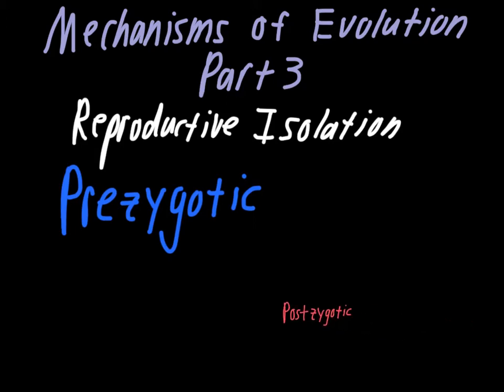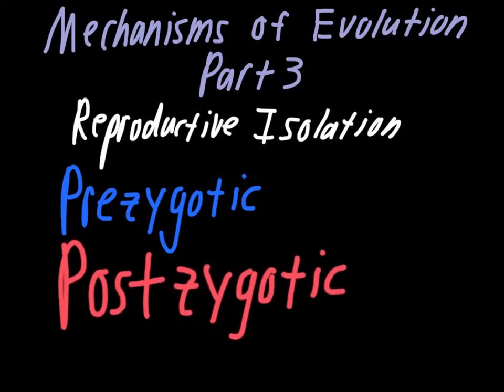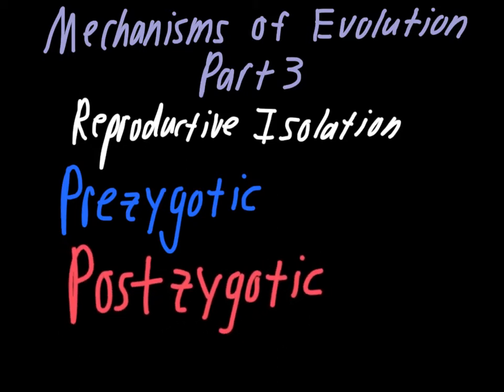But the other one is referred to as post-zygotic. In this case, it's actually after the individuals have reproduced, after they formed a zygote, right? So a fertilized egg, that individual that's created is sterile. It's something that cannot pass on its genes. We'll go over some examples of that one as well.